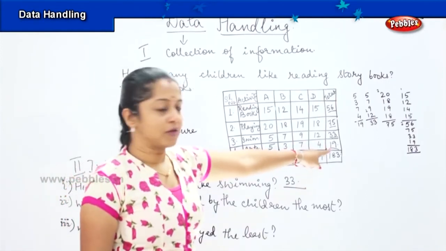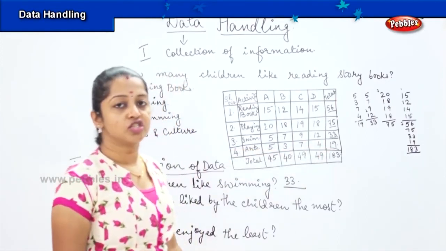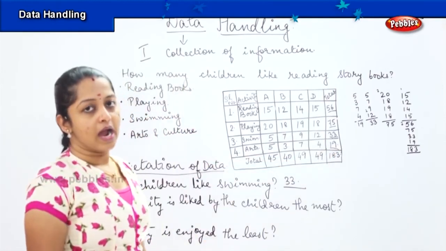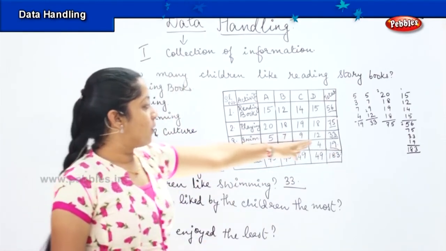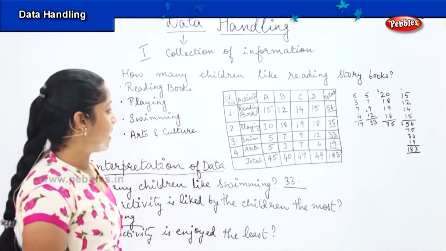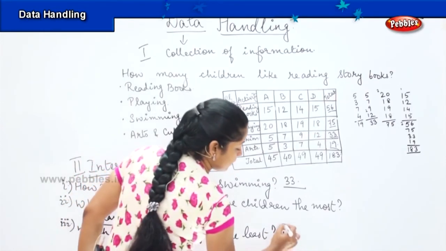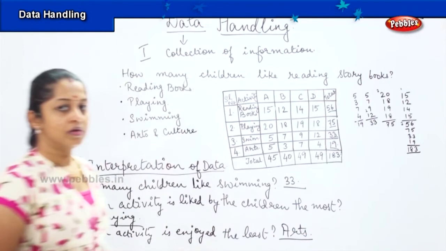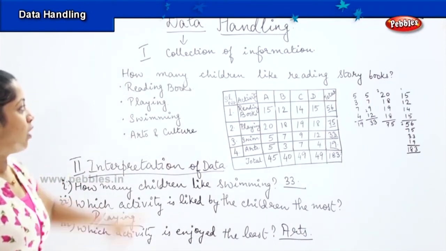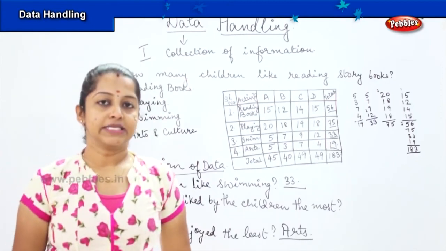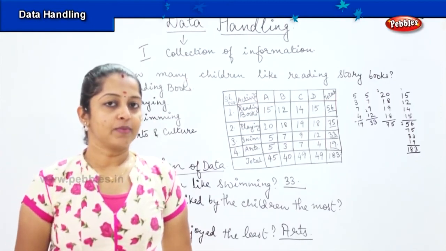Good, it is arts, because arts has only got 19 children. Out of 183 kids, only 19 are liking arts, whereas the other population is getting divided among the other activities. So what is my answer? My answer is arts. So are you clear with this, children? How to collect the information and then how to do an interpretation of data? Is it clear for you? Shall we proceed further?